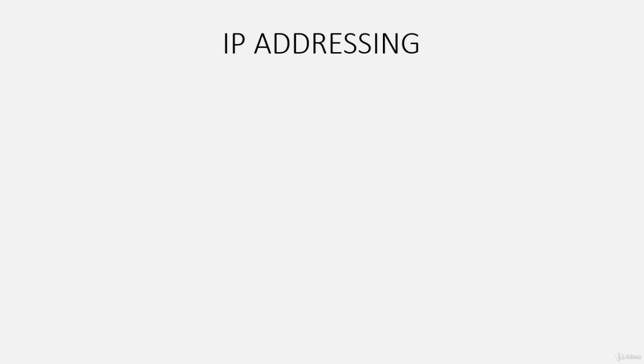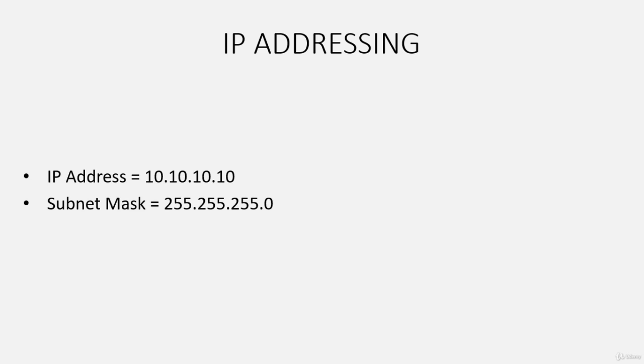After attributing a name to your server, you have to give it an IP address so that it can be reachable from the network. We have to configure three things. The IP address of the server, which will be 10.10.10.10. The subnet mask will be 255.255.255.0. And the gateway will be 10.10.10.1.